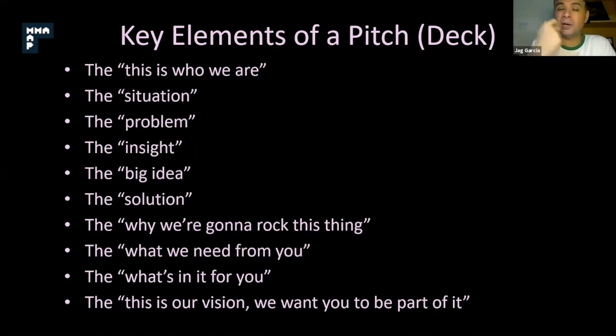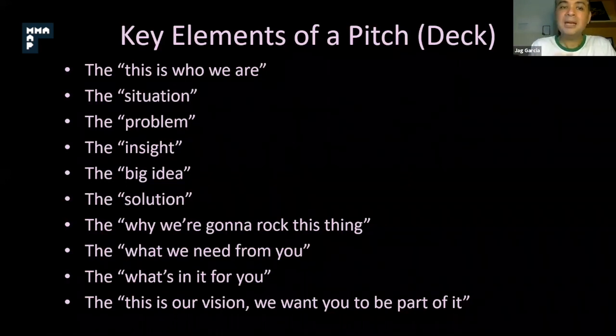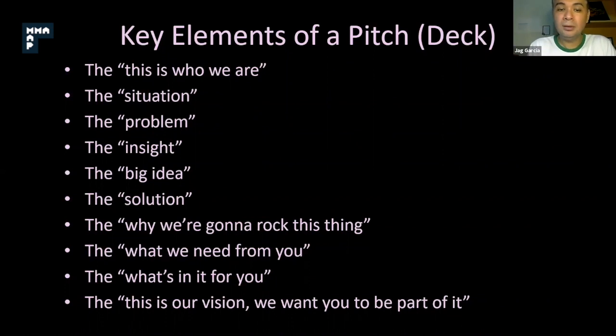It has a situation, a problem, an insight, a big idea, a solution. It has a why we're gonna rock this thing. And that's why it validates this. Hi, my name's Jag Garcia. This is who we are. This is the situation: people don't know how to pitch. People always have to present ideas, but people don't know how to pitch. The problem is, it's not presenting the idea, it's that people don't know how to present an idea properly.